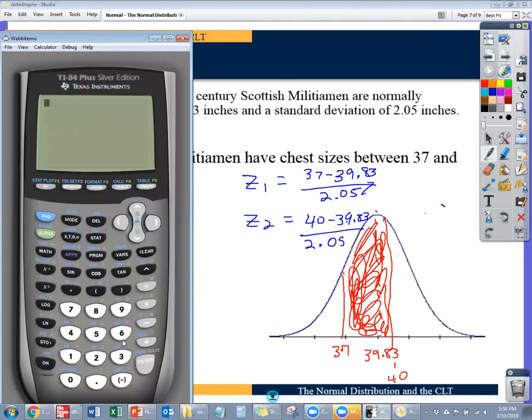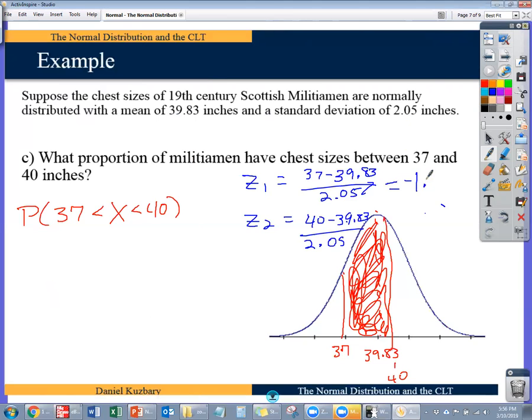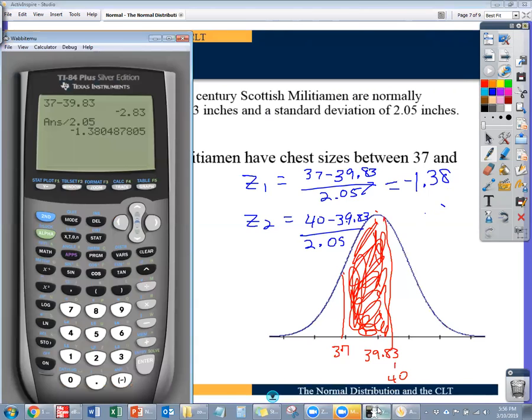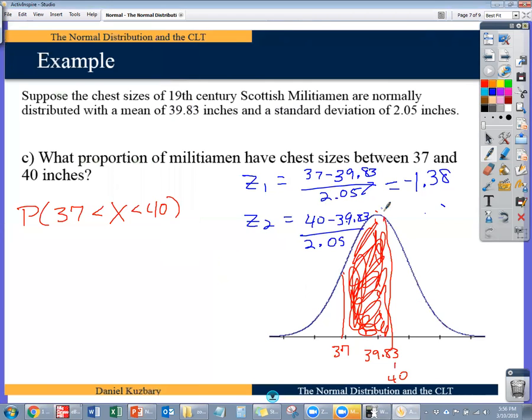Sorry about that. I'm going to do 37 minus 39.83 divided by 2.05. So that number is negative 1.38. The other number is 40 minus 39.83 over 2.05, and that number is 0.08. Now I can round my z-scores to whatever I want, but I'm going to round it to 0.08 because my table only goes to two decimals anyway.